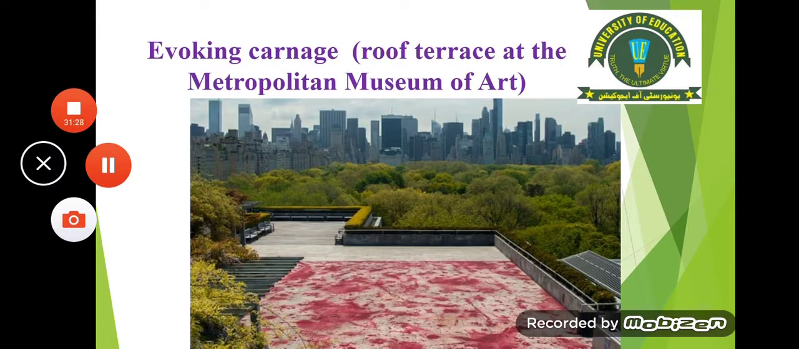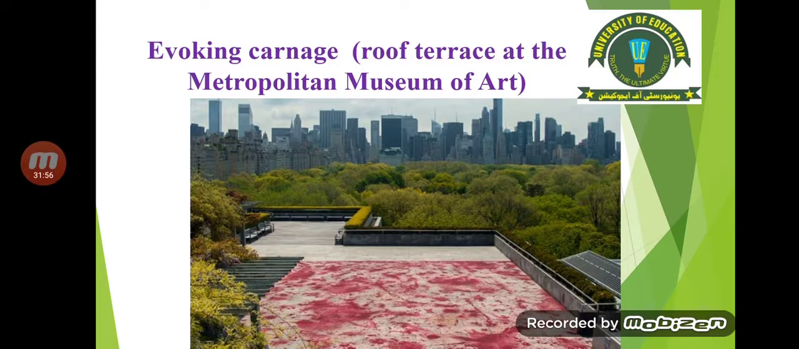Here you can see the title of the painting is Evoking Carnage, Roof Terrace at the Metropolitan Museum of Art. So you can see he has painted his work on the top roof of Metropolitan Museum and there you can see the blood splashes everywhere. But if you take the close view of that artwork, जब हम उसको क़रीब से देखते हैं, we can see there is a petal, a symbol of hope. एक हमें nature से एक petal नज़र आती है, एक nature से symbol नज़र आता है of growth, of life, of health. So both the concepts are moving side by side, of fear and hope as well.